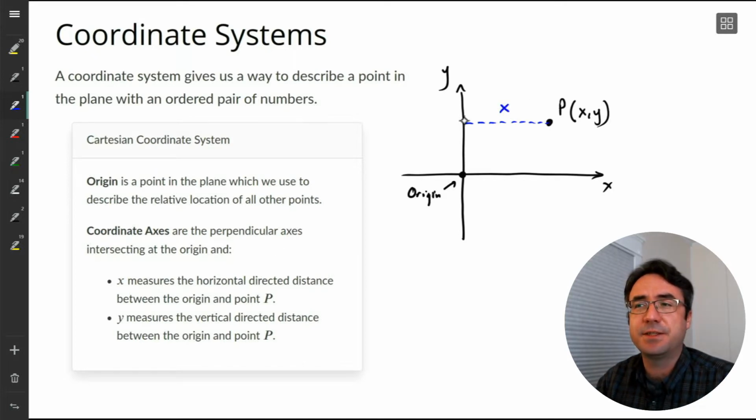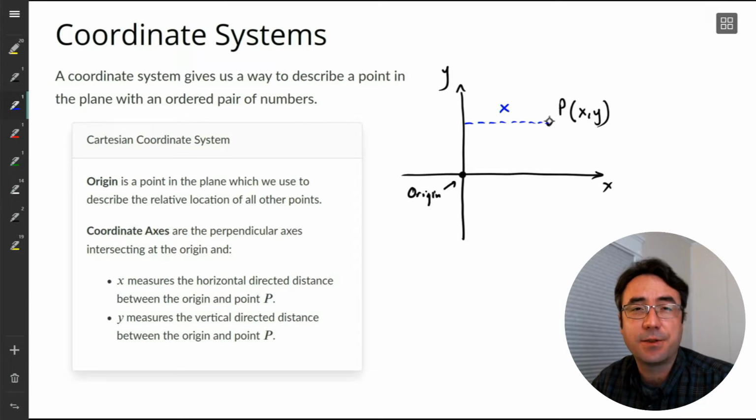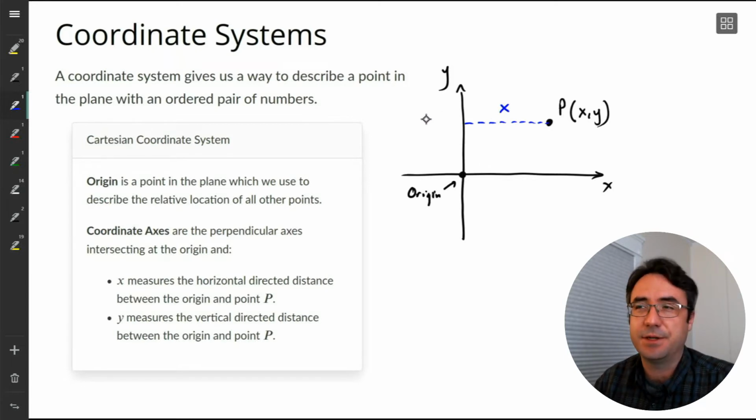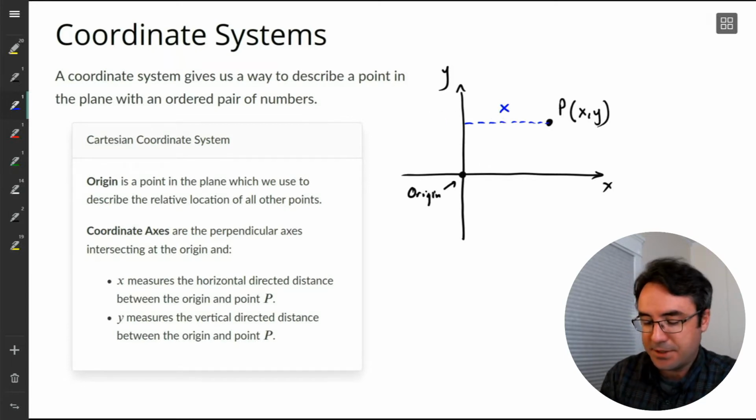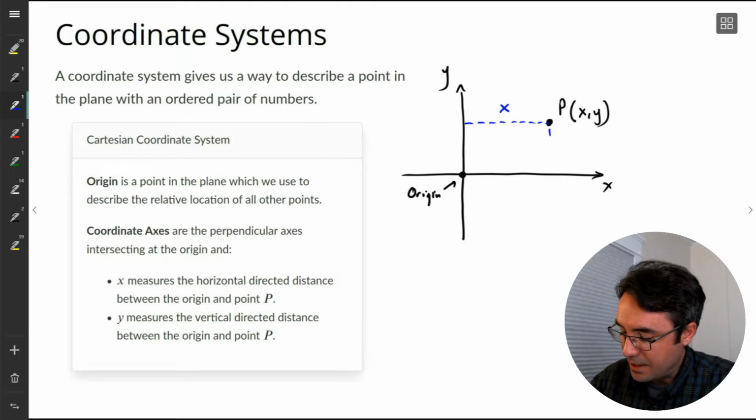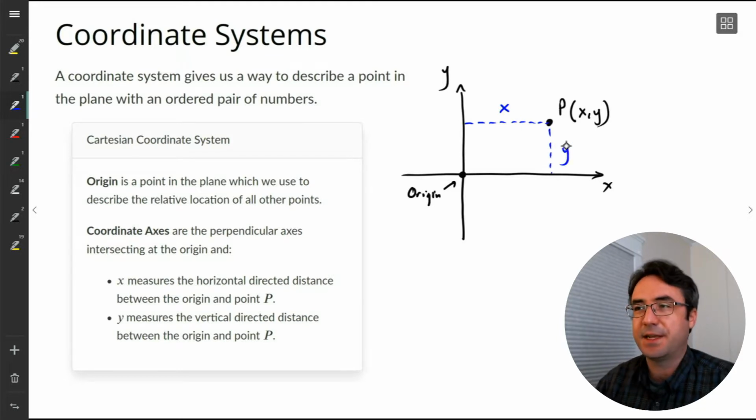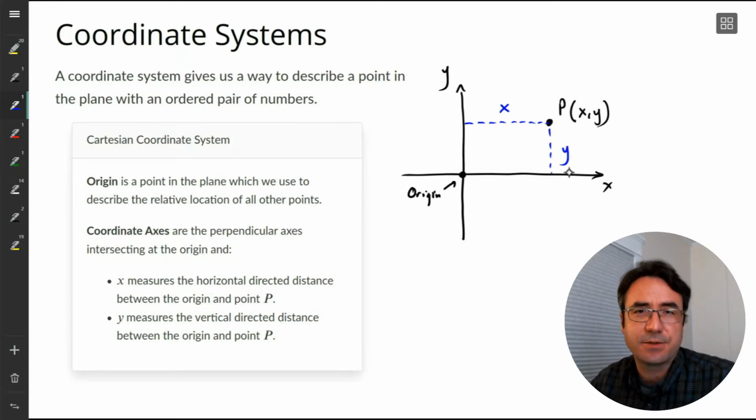So if this value is positive, it means point P is to the right of the origin. And if this value is negative, it means that point P is to the left of the origin. So x is the horizontal distance, and y is the vertical distance. And again, it's a directed distance, meaning there's some direction to it. So if y is positive, it means we're above. If y is negative, it means we're below. So this is what we're used to for describing a point in the plane.